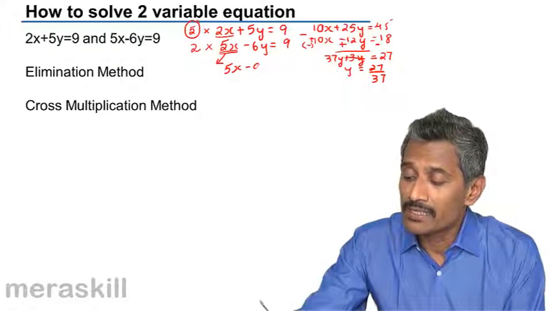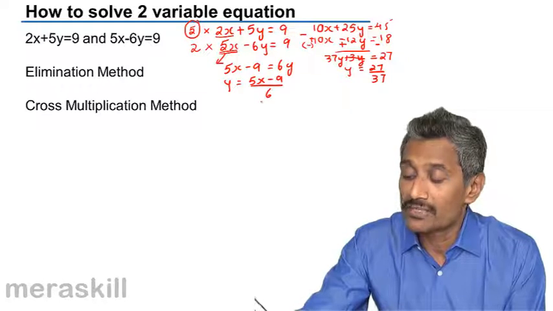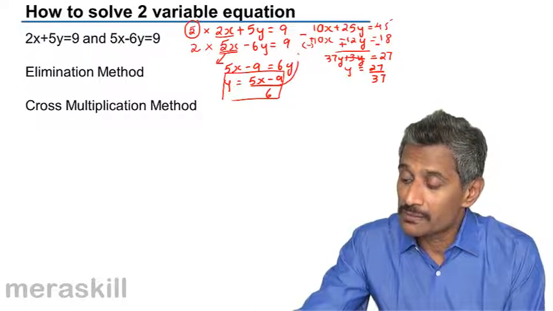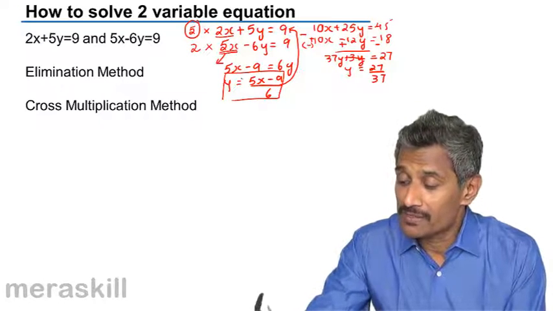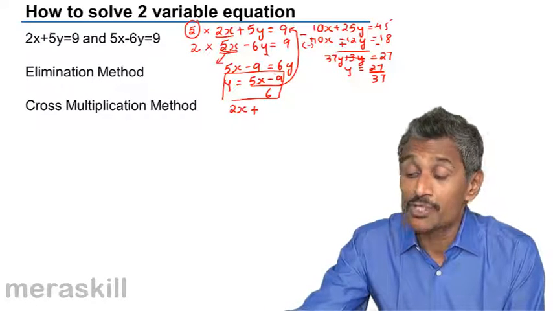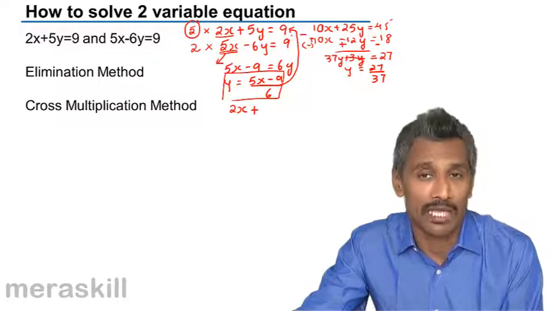5x minus 9 is equal to 6y. Therefore, y will turn out to be 5x minus 9 upon 6. And this value of y we can substitute in the other equation. We should not substitute in the same equation. If you substitute in the same equation, you get 9 is equal to 9.